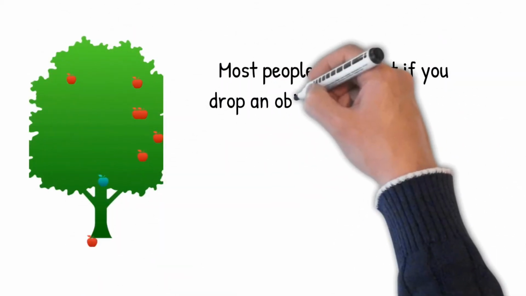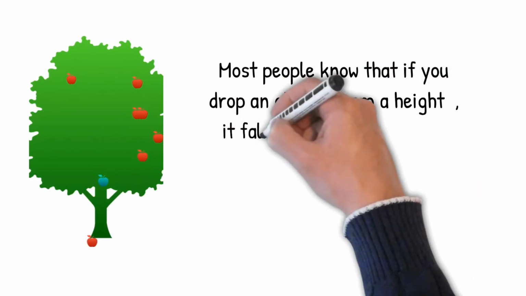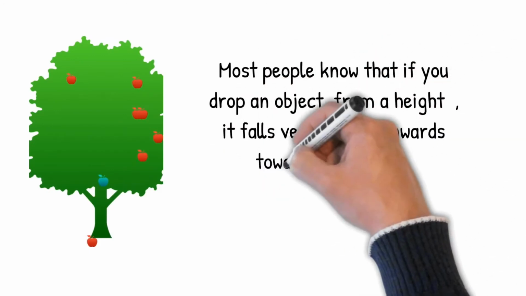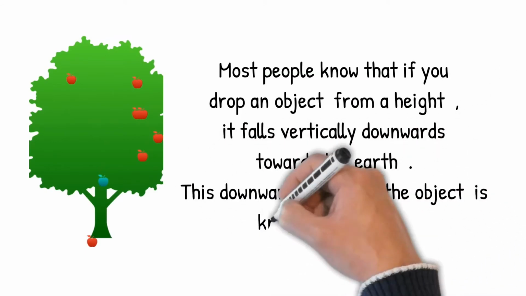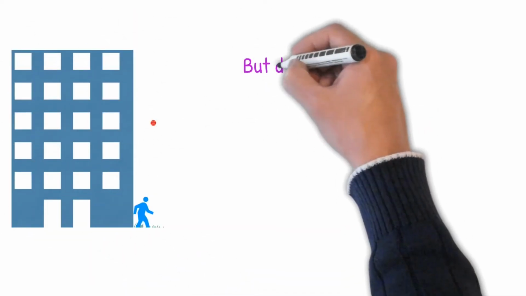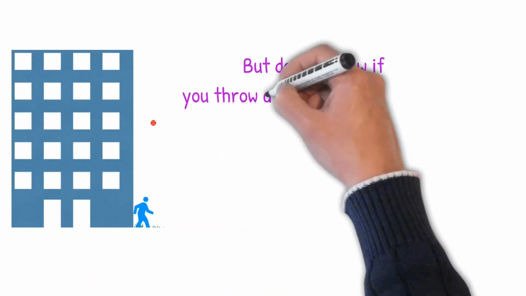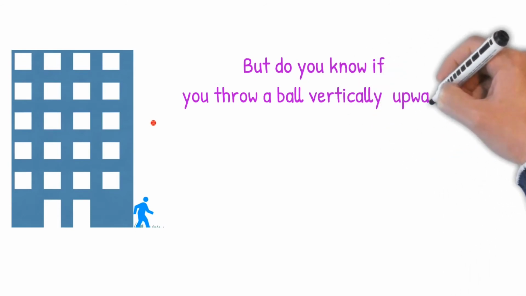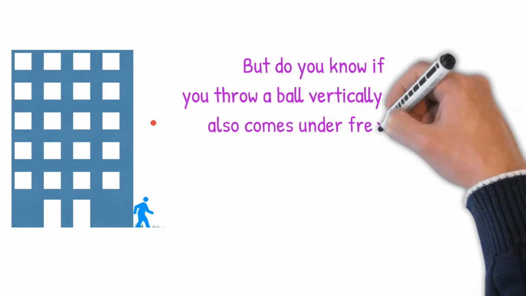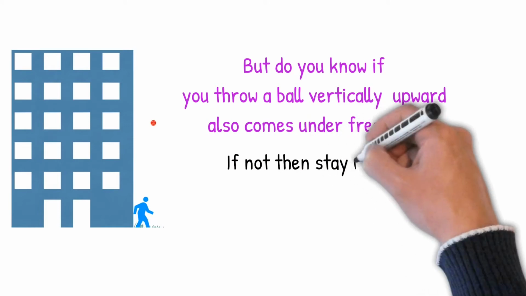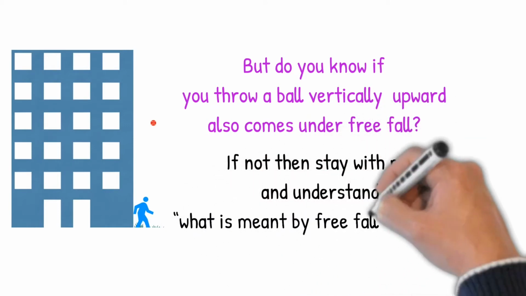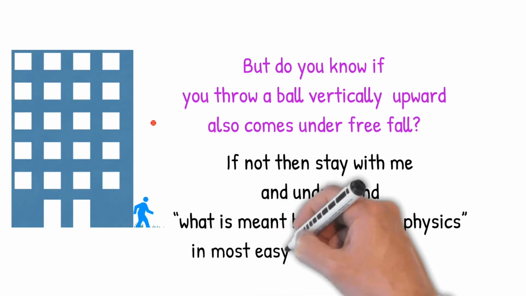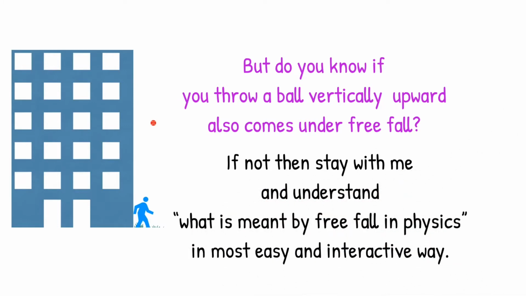Most people know that if you drop an object from a height, it falls vertically downwards toward the earth. This downward motion of the object is known as free fall. But do you know if you throw a ball vertically upward, that also comes under free fall? If not, then stay with me and understand what is meant by free fall in physics in the easiest and most interactive way.